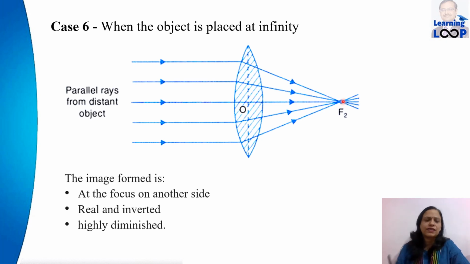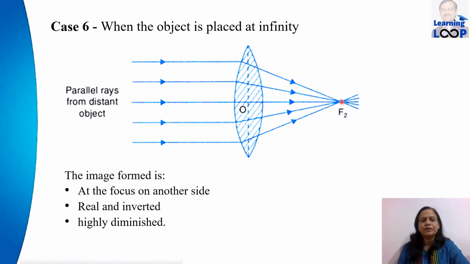And the characteristics of the image formed in this one would be: the image is formed at the focus on the other side. It is going to be a real and inverted image because we see the light rays are actually traveling to this point, and it's going to be a highly diminished image, or a point size diminished image, because it is very, very small in size.